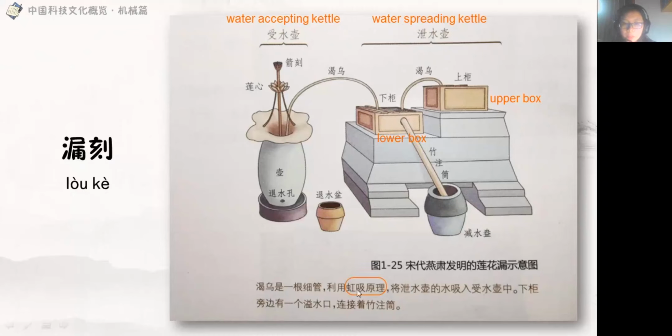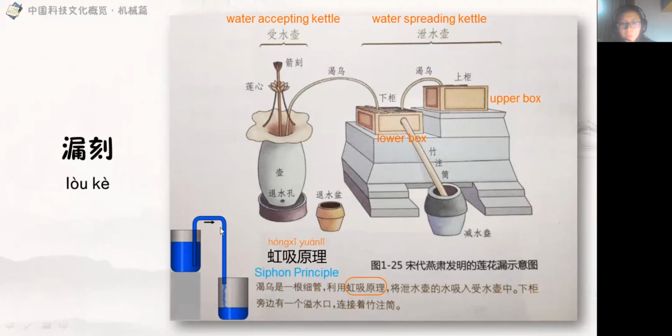Here, the little pipes, using a principle, we call it Hong Xi Yuan Li, siphon principle. So the pipe is very little. So the little pipes here use the principle of siphon. And the water can be drawn from the upper container to the lower one through little pipes, little tubes. And here, this one, this beautiful bottle, is the water accepting kettle. 好，这是the water clock. 漏客。Okay, that's about how to tell time.